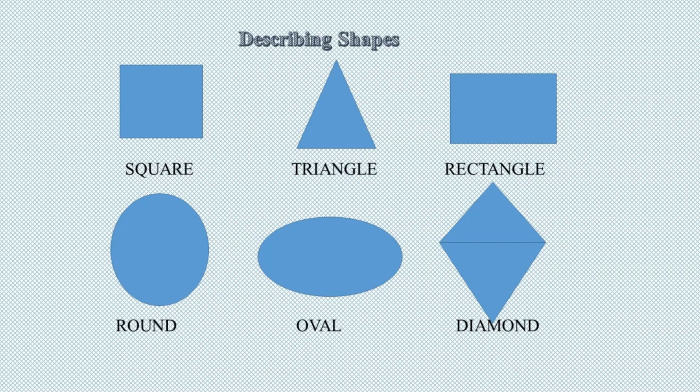So, we are on the last item in this unit. How do we describe the shapes of objects? Look at the shapes here: square, triangular, rectangular, round, oval, and diamond. You can use all these shapes while describing an object.